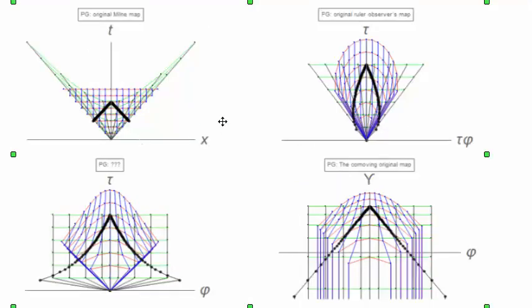And here were some, well, these were my suggested names for the map as Paul would describe them. The original Milne map, the original ruler observer map. He didn't give me a name for this one, and the co-moving original map.